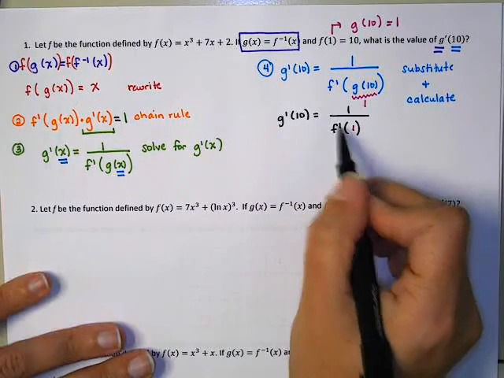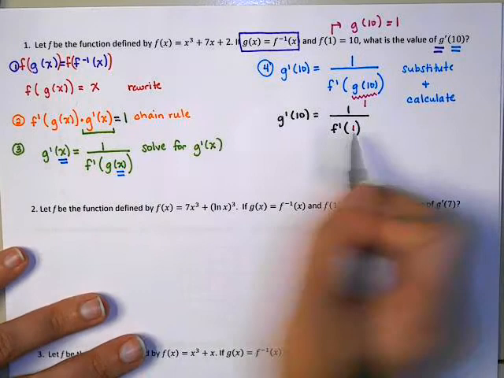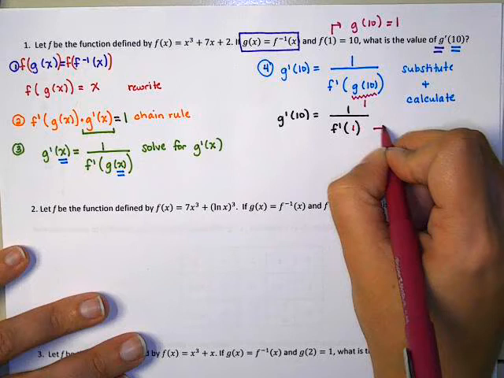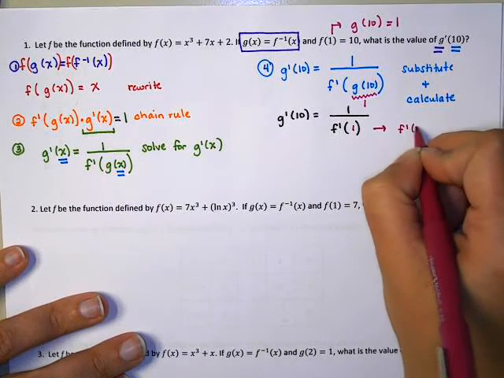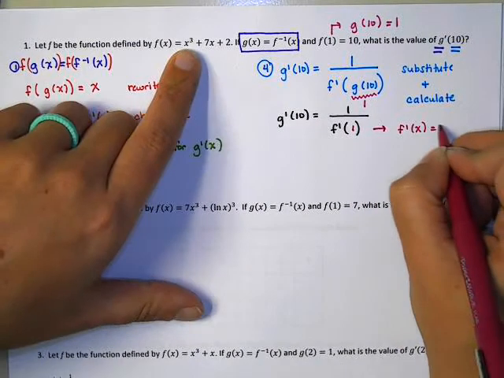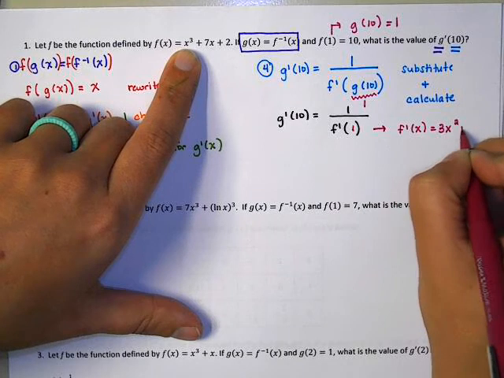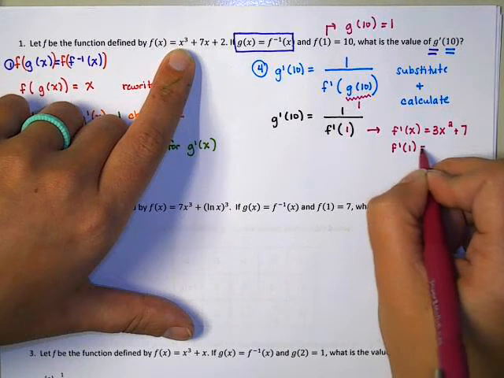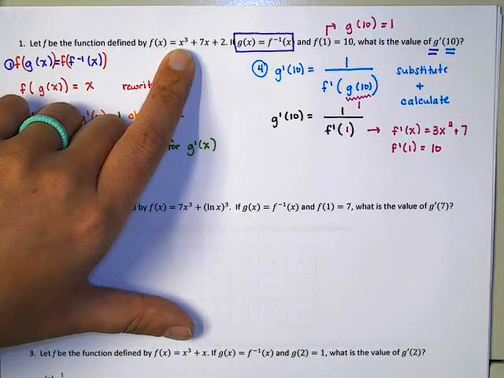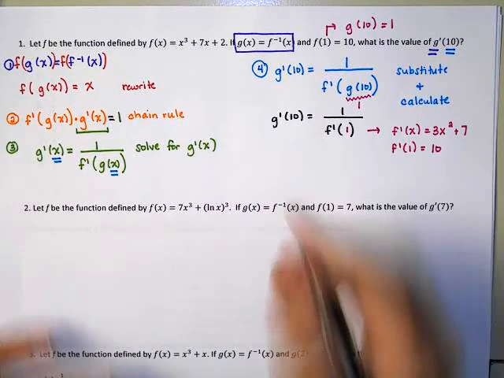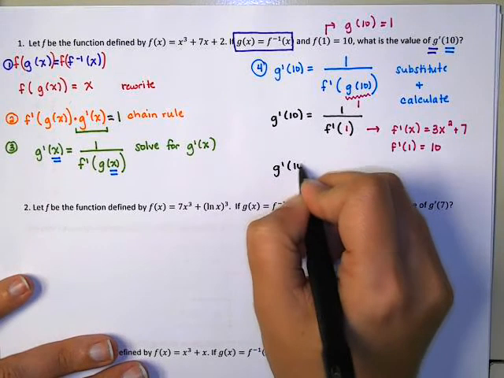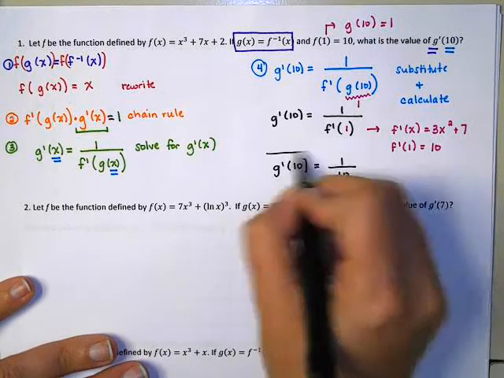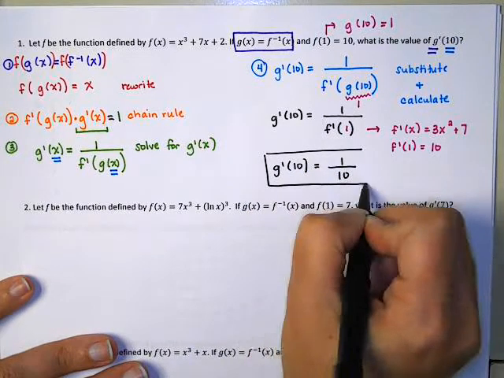Now f prime of 1 I can figure out by taking the derivative of f and plugging in the number 1. So the derivative of f would be 3x squared plus 7, which means f prime of 1 would just be 10. What this means is that g prime of 10 would be 1 over 10. And that's my answer.